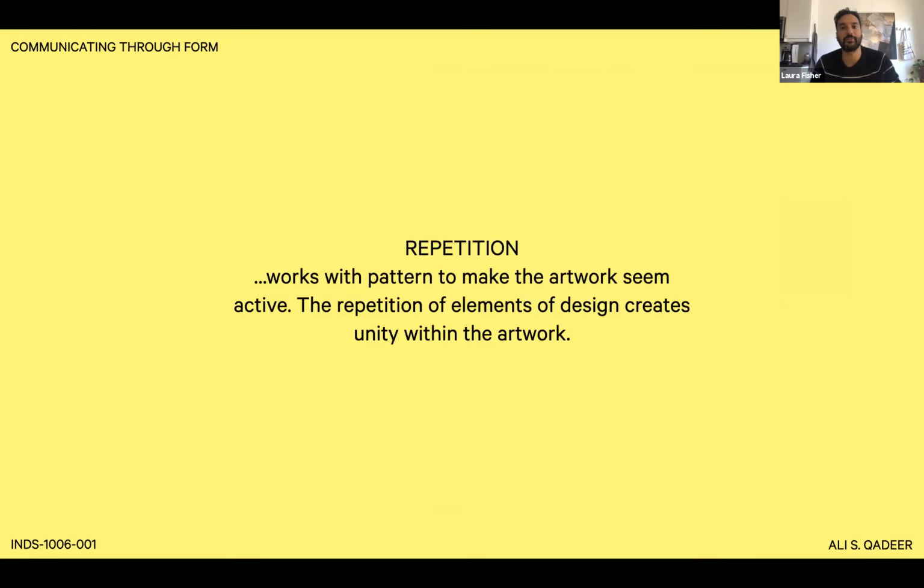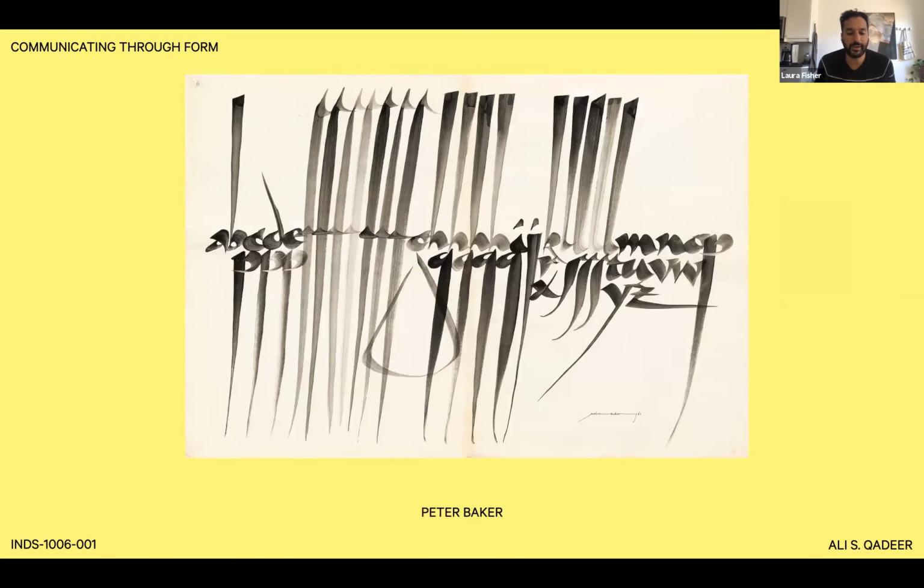Repetition works with pattern to make the artwork seem active. The repetition of elements of design creates unity within the artwork. Peter Baker's accentuated ascenders and descenders give this piece a deep sense of rhythm. Karl Martens uses elements repeated across a grid to create visual forms that have complexity and subtlety. They require a kind of deep looking in order to parse.